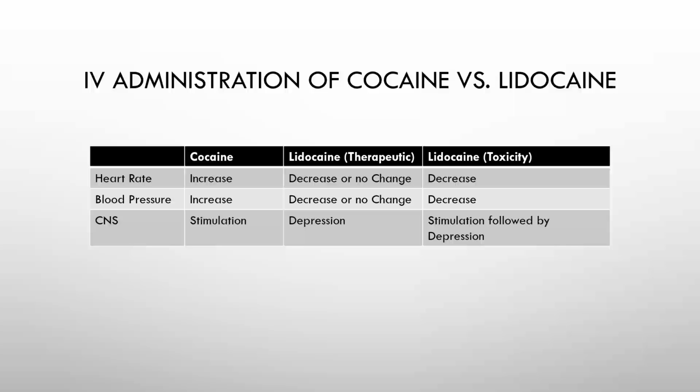Now, this is a summary slide of the effects of cocaine versus lidocaine, and as you can see, cocaine increases heart rate, but low-dose lidocaine has little effect, and lidocaine toxicity is manifested by severely reduced heart rate. The effect on blood pressure is similar in that cocaine causes hypertension, but lidocaine causes no change, or with toxic levels, severe hypotension. And finally, cocaine causes CNS stimulation, but low-dose lidocaine causes a slight depression of the CNS, so patients feel a little bit relaxed. But as we increase the dose, we see stimulation like seizure activity, followed by severe depression of the CNS, such as a patient going into coma.